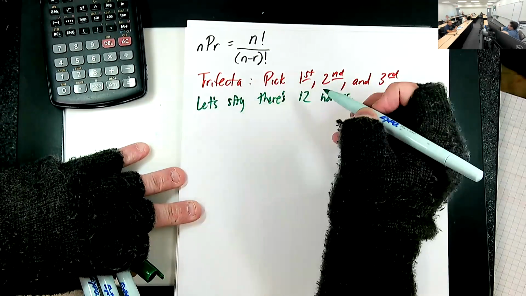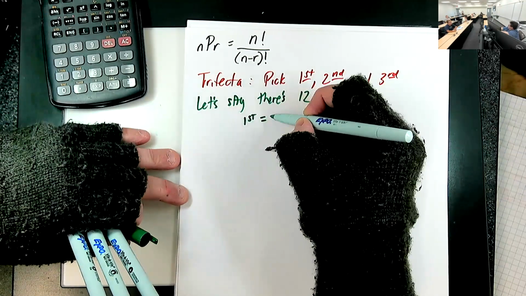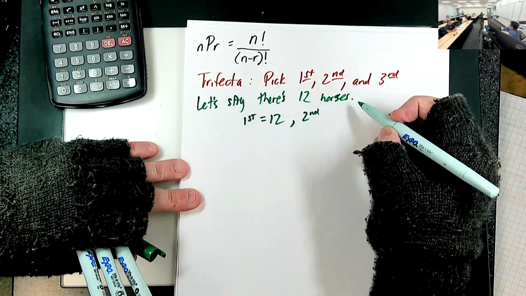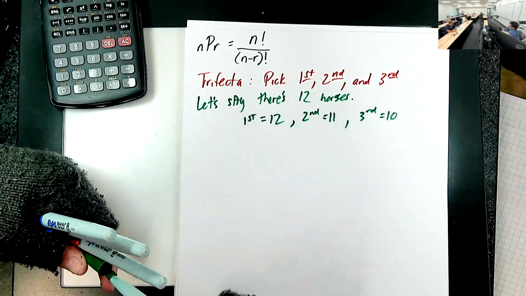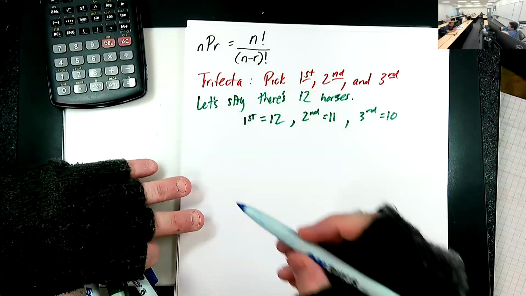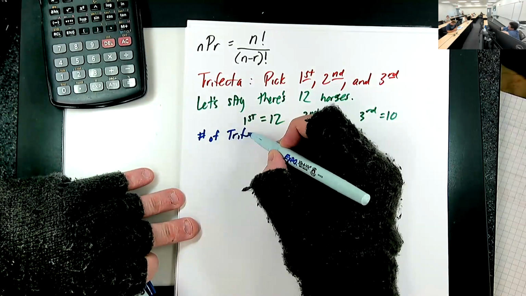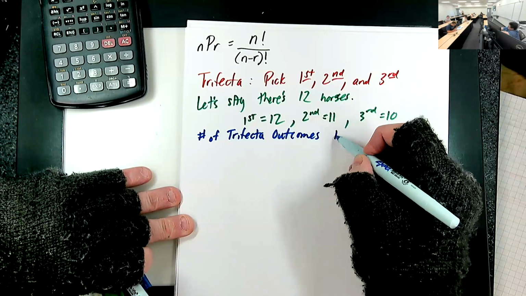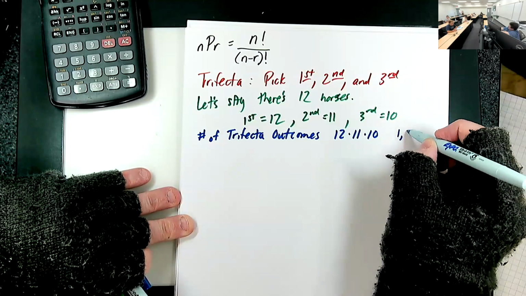How many different horses can take first place? First place, it could be any of the 12, right? After that, how many can be in second place? 11. And third place is 10, right? So without using the formula, the number of tickets, or number of trifecta outcomes, we're going to use the multiplication rule of counting. 12 times 11 times 10 is 1,320.